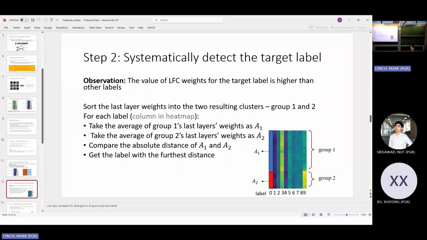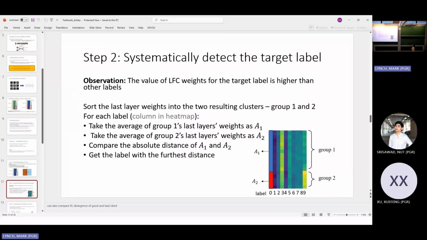It's still the same observation. At this point I looked at the weight, because after some experiments I realized that the bias is quite fluctuating in terms of performance. So we used the last fully connected weight, which I just call the LFC weight. We know that its value for the malicious clients is way higher than for the benign clients. So I take a simple average of group 1, from the sorted clustered groups, as A1, and I take an average for A2. For each label, I calculate the absolute distance.